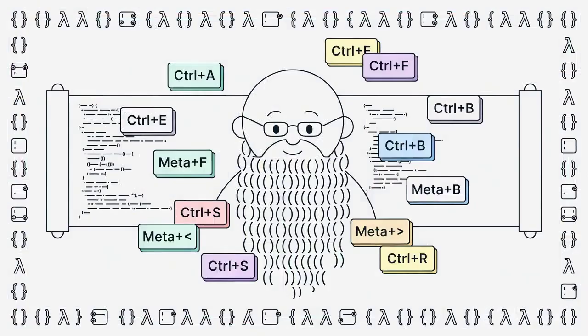The Emacs key table trades Vi's modal grammar for control and meta chords. Ctrl+A jumps to the start of the line, Ctrl+E to the end. Ctrl+F and Ctrl+B move forward and backward by character. Meta+F and Meta+B move by word. Meta plus less than and meta plus greater than jump to the start and end of the entire buffer.